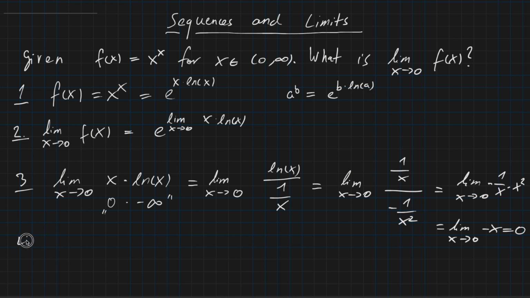So now in the fourth step, we can just plug in our result here into the e function, and this gives us the limit of x, where x goes to 0, of x to the power of x equals e to the power of 0, and this is 1. So 1 is the result. Yeah, 1 is the result, the limit of our function f of x, where f of x equals x to the power of x.